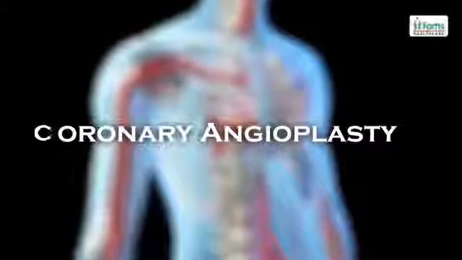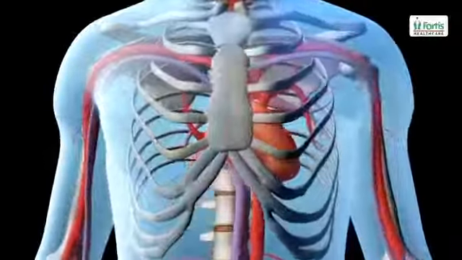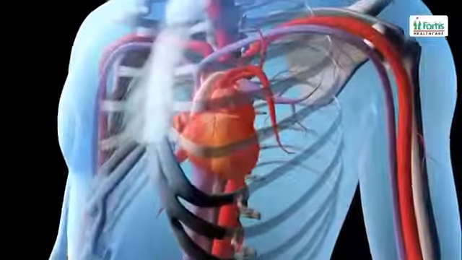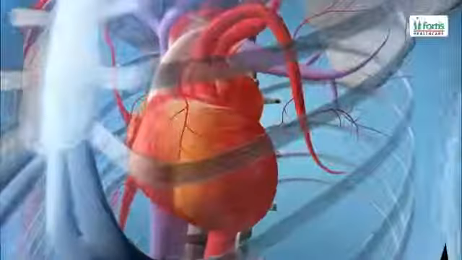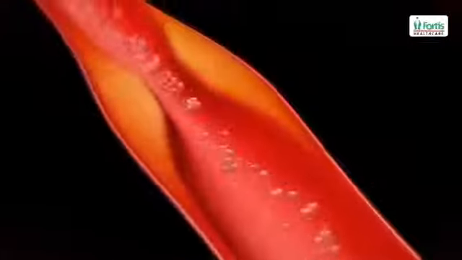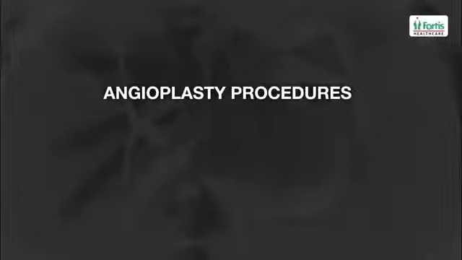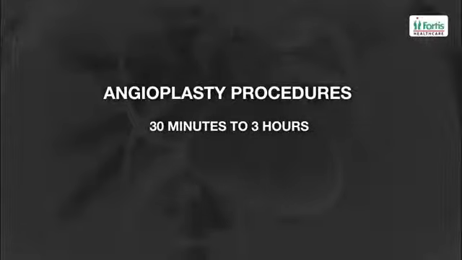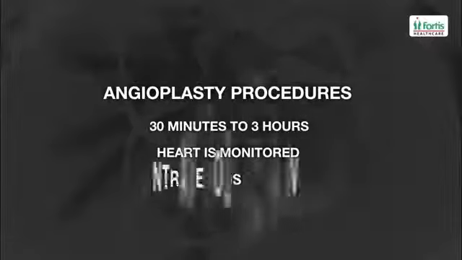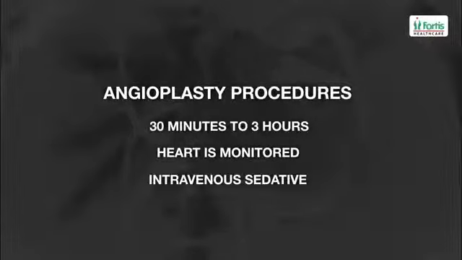Coronary angioplasty, also called percutaneous transluminal or balloon angioplasty, is a treatment procedure to restore the blood flow in the narrowed or blocked coronary arteries caused due to plaques or blood clots. Most coronary angioplasty procedures last between 30 minutes to 3 hours. Once the patient is admitted, his heart is monitored and he is given an intravenous sedative to relax the body.